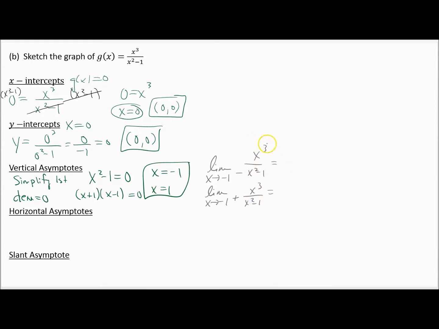Okay, now if I plug negative 1 in the numerator, I'm going to get negative 1, but if I plug negative 1 in the denominator, I'm going to get 0. That's the point, right? So what I'm trying to do is figure out if the answer is plus or minus infinity. We already know that much.